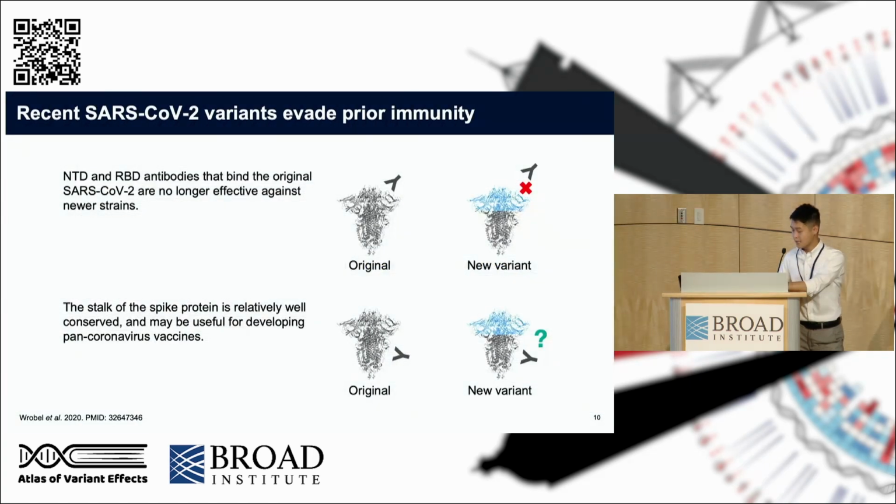So in the case of SARS-CoV-2, current variants have several mutations in the N-terminal domain and receptor binding domain that prevent prior antibodies from neutralizing the virus. However, the spike protein also has a highly conserved stalk region that contains the core fusion machinery, which serves as an attractive target for broadly neutralizing antibodies that can potentially cross-react to newer variants. So we wanted to find out whether antibodies that target the core fusion machinery are effective in binding newer variants.